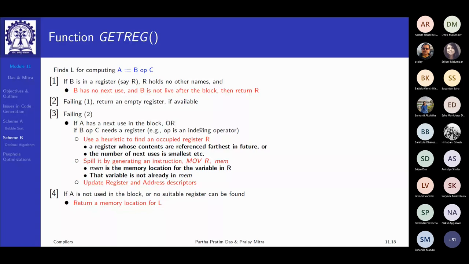So again, reminding: if B is in a register which does not hold a name, B has no next use, and it's not live after the block, you will return that register. Otherwise, you will return an empty register. Otherwise, you'll check if A has a next use in the block or B operator C needs a register, and you'll spill, where you use one of 2 or 3 different choices of heuristics. After spilling, you update the register and address descriptor. If none of these happen, then you return a memory location.